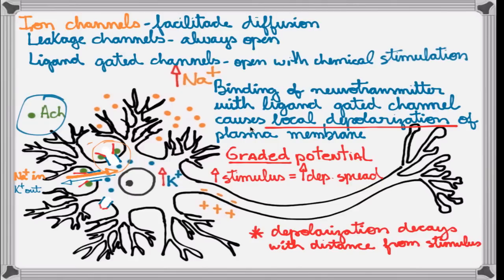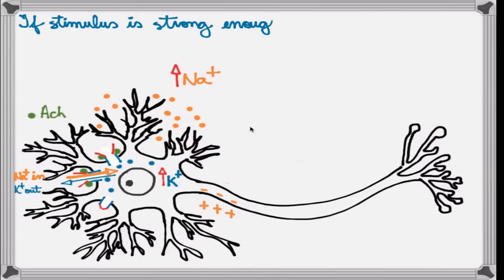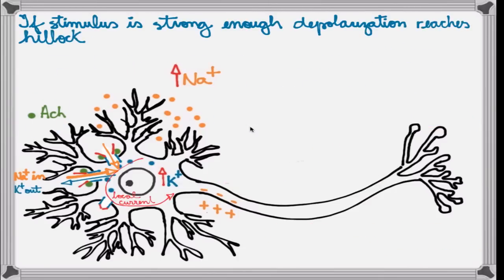Eventually the change only reaches this level, and it doesn't travel to the rest of that cell. But that said, if you put lots of acetylcholine, there's a greater spread of this local depolarization. Indeed, if the stimulus is strong enough, if the amount of acetylcholine is enough, the depolarization will actually reach all the way to the hillock. You generate a local current that changes the polarization of the entire body, or soma, of that neuron, and that depolarization reaches the threshold.